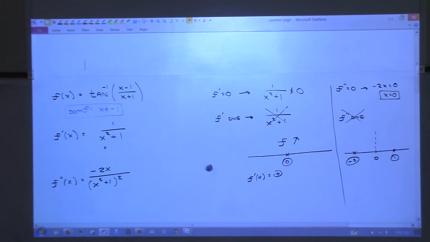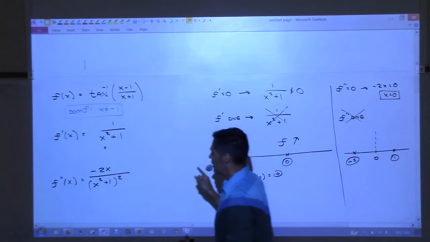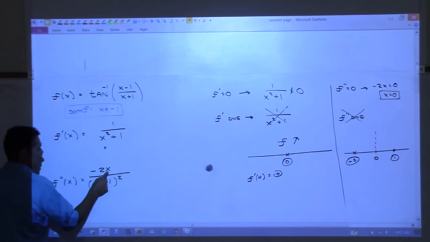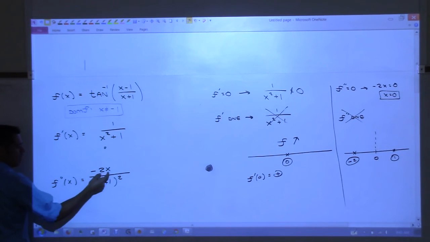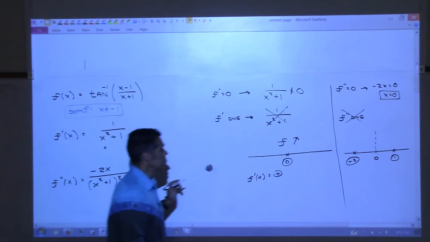I wonder if we have an asymptote. Well, who cares? We'll come back to it in a second. At -2, we actually don't, but we plug -2 into the second derivative, and what would happen? -2 times -2 is +4, and this squared is always positive, right? So it's going to be positive.